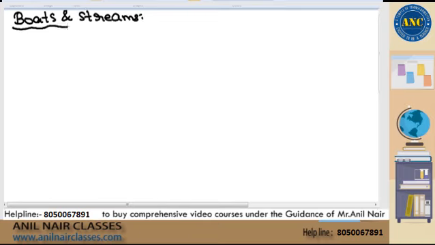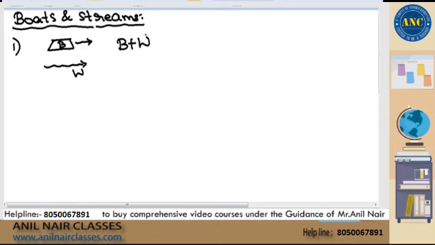See here, in boats and streams, if I want to apply this logic, there are three conditions. First condition is water is flowing in this direction with a speed of W. Boat is also moving in the same direction with a speed of B. Because the boat is moving in the same direction as the water, the water will help the boat to reach the destination fast. So the speed will be a combination of both B and W. It is B plus W.